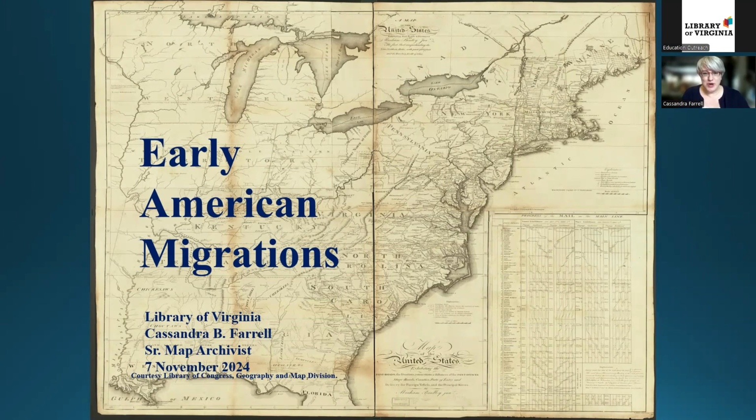It shows you where Virginians and New Englanders and New Yorkers were settling and moving in just before the year 1800 and in between the American Revolutionary War and the War of 1812.